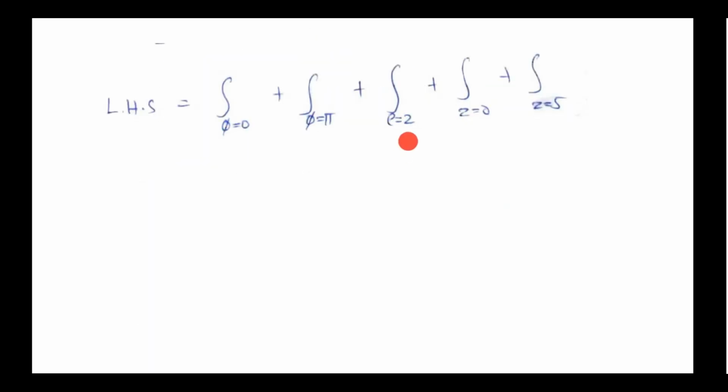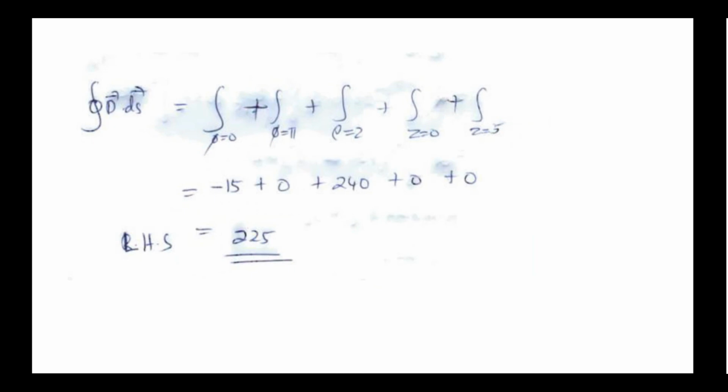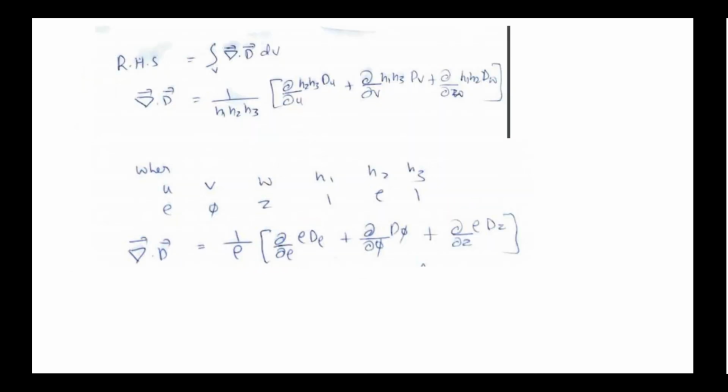This is done. Now z equal to 0 as well as z equal to 5 you have to evaluate. That is easy for us because the z component is not there in D, which is having only aρ and aφ components. So if you find the dot product with dS in the az direction, that will be 0. So z equal to 0 and z equal to 5 will contribute only 0 values. So our closed integral of D dot dS is now minus 15 plus 0 plus 240 plus 0 plus 0. If you substitute the values, you will get the LHS part, that is the closed integral of D dot dS, as 225.